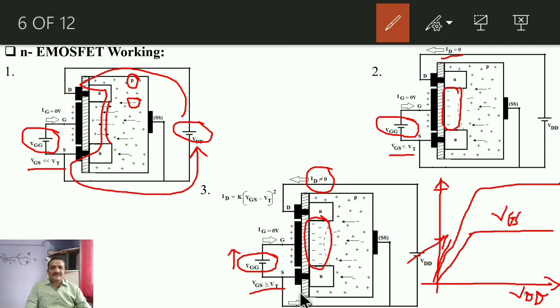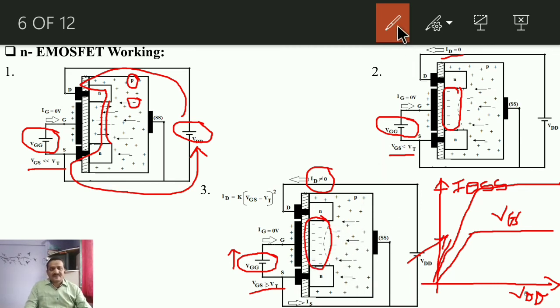So here, suppose we apply a maximum VGS so that all the minority charge carriers are accumulated here. That means the channel density will be maximum, and as we increase VDD from 0 onward, current will increase, and later on that current will remain constant. At maximum VGS, whatever current you get is known as IDSS, the drain to source saturated current. Beyond that, current will not be possible, because even if VGS is increased, channel density will not improve, since all minority charge carriers are already attracted here.